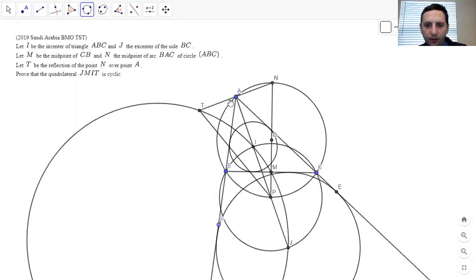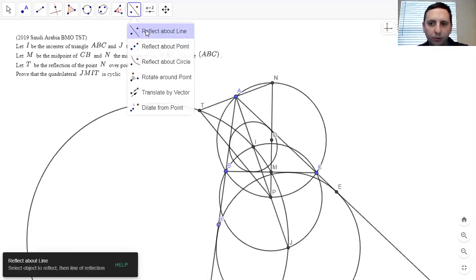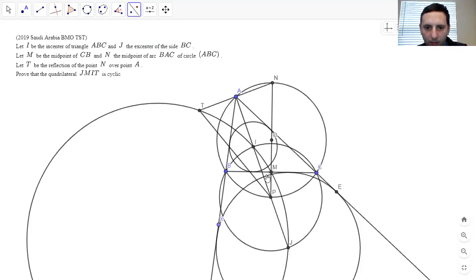What would happen if I reflected that circle over this line? So instead of reflecting N over AI, I can reflect M over AI and try to show that it's cyclic with N. I think that might be a little easier. So I'm going to try it. I could show J M' I N is cyclic. Is that really easier? Maybe not.